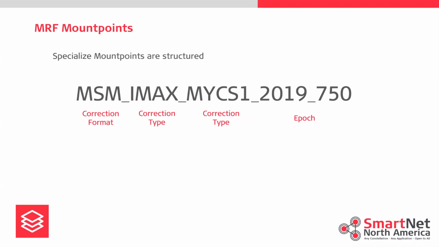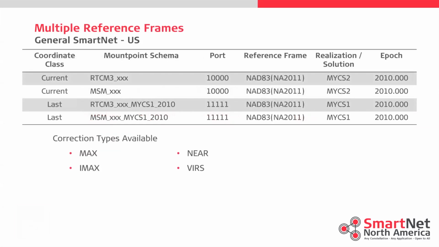So it's a lot of stuff, Tyler. What do I have available to me? Pretty simple. Production mount points will be moved to NCRS2. So anything that you're currently using today, RTCM3 underscore blah, MSM underscore IMAX near VRS, whatever, those will be moved to NCRS2. Okay, so we're just going to start broadcasting that current realization on January 6th.